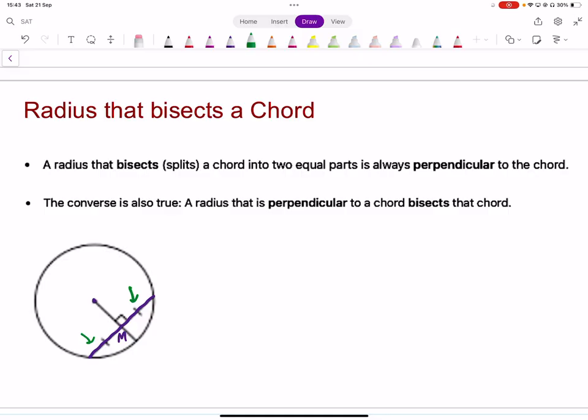No problem? If the chord is cut into 2 parts, the angle is 90. If the angle is 90, the chord is cut into 2 parts. So if you know any one of the two, you can infer the other. Okay?